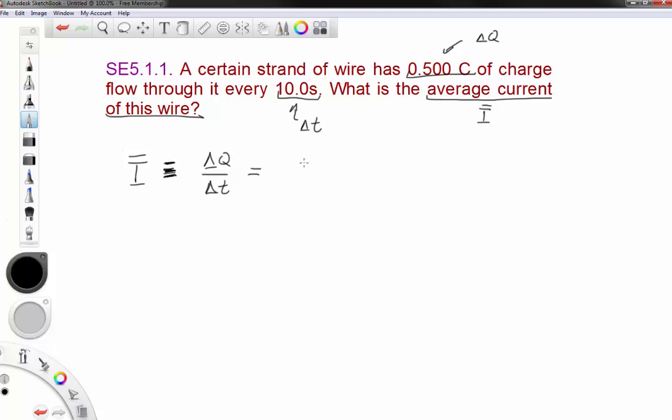And so we have 0.500 coulombs divided by 10.0 seconds, or 0.05 coulombs per second. This is 0.05 amps, which would be 50.0 milliamps.